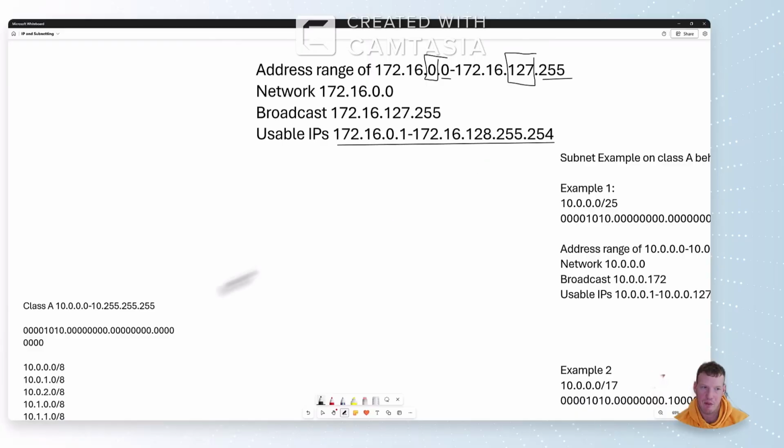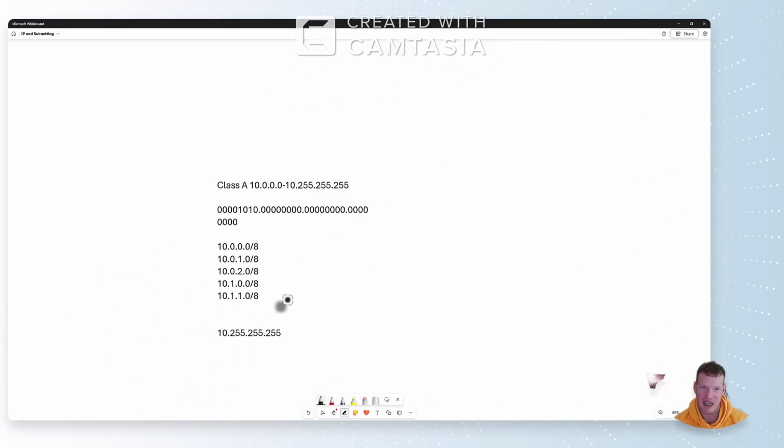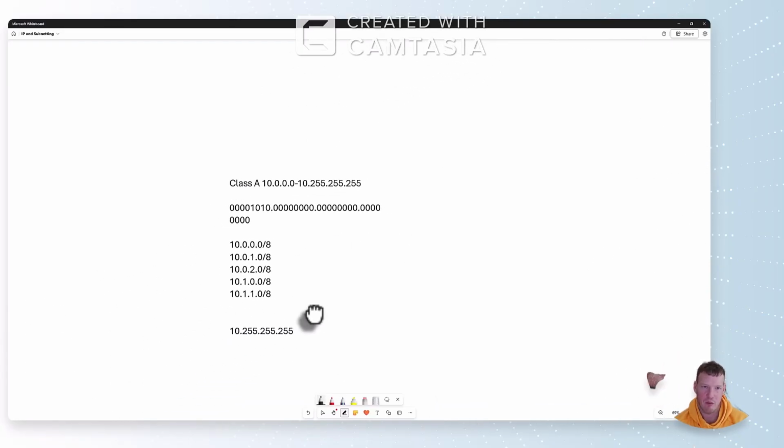Let's go down and talk about Class A. Class A is our biggest network. It's one giant network and has millions of possible devices. So let's take a look at what that looks like. Start at 10.0.0.0 and go all the way up to 10.255.255.255. The 10 being the network. It has a default of a /8 because this is the only octet being used from the start. And by default, it's opening these up to do whatever we want with the remaining 3.